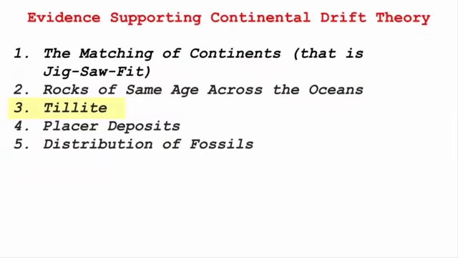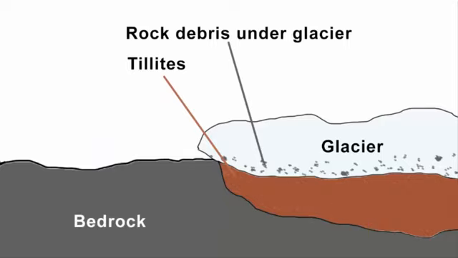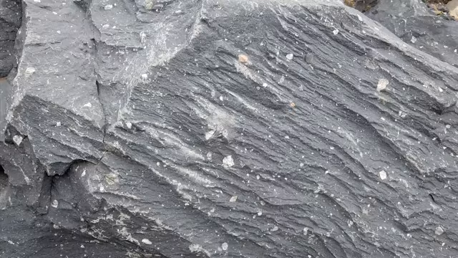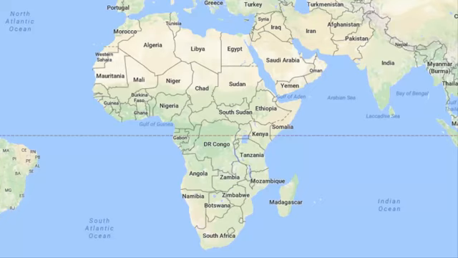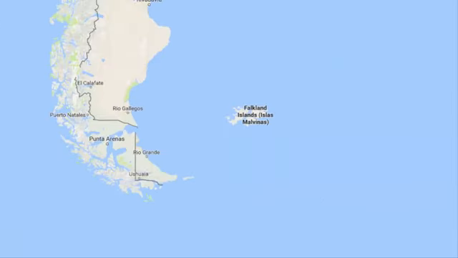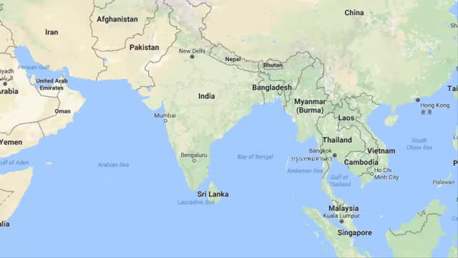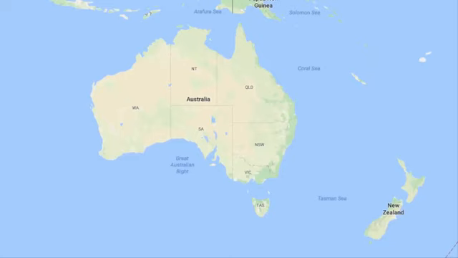The third evidence is tillite. Tillite is a sedimentary rock formed out of deposits of glaciers. Mostly you'll find them in colder regions. They look something like this. So Gondwanaland, which is the southern part of the initial Pangaea landmass, is known to have broken into 6 different landmasses. They are Africa, Falkland Island, Madagascar, India, Antarctica, and Australia.